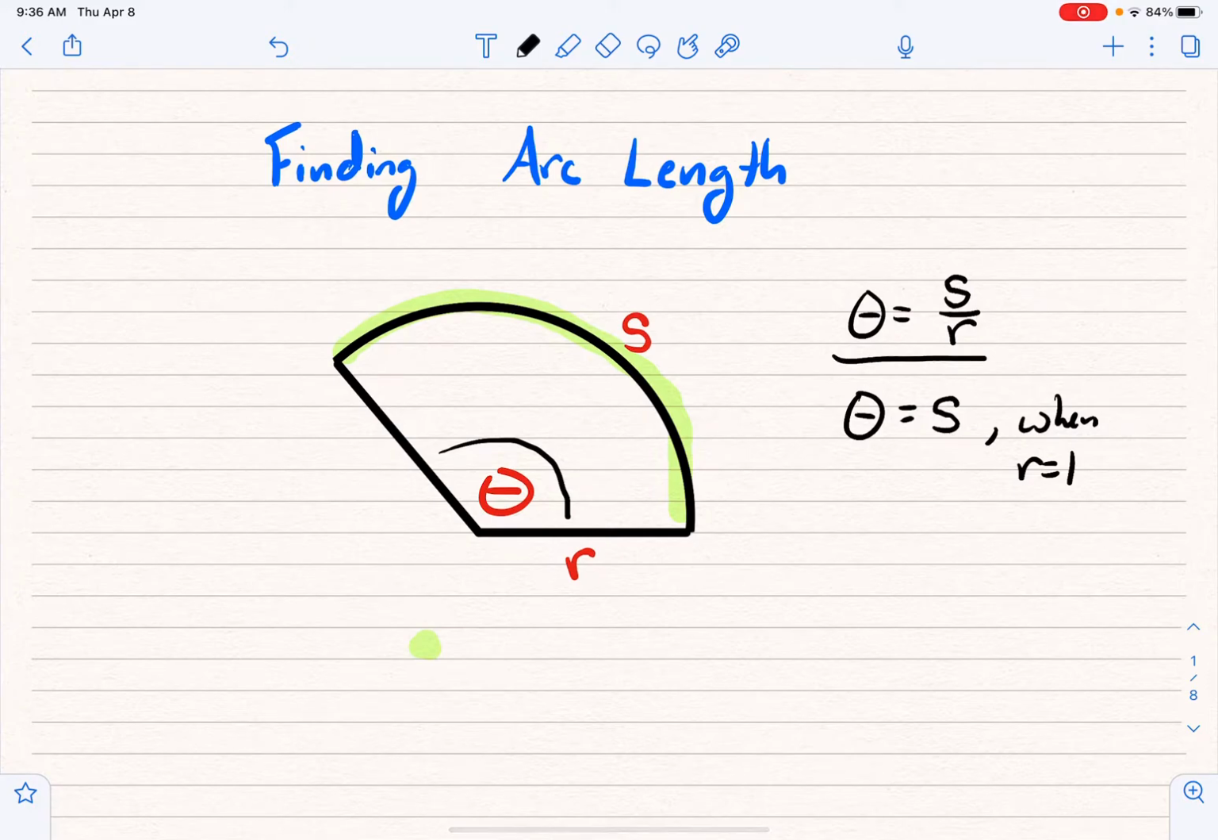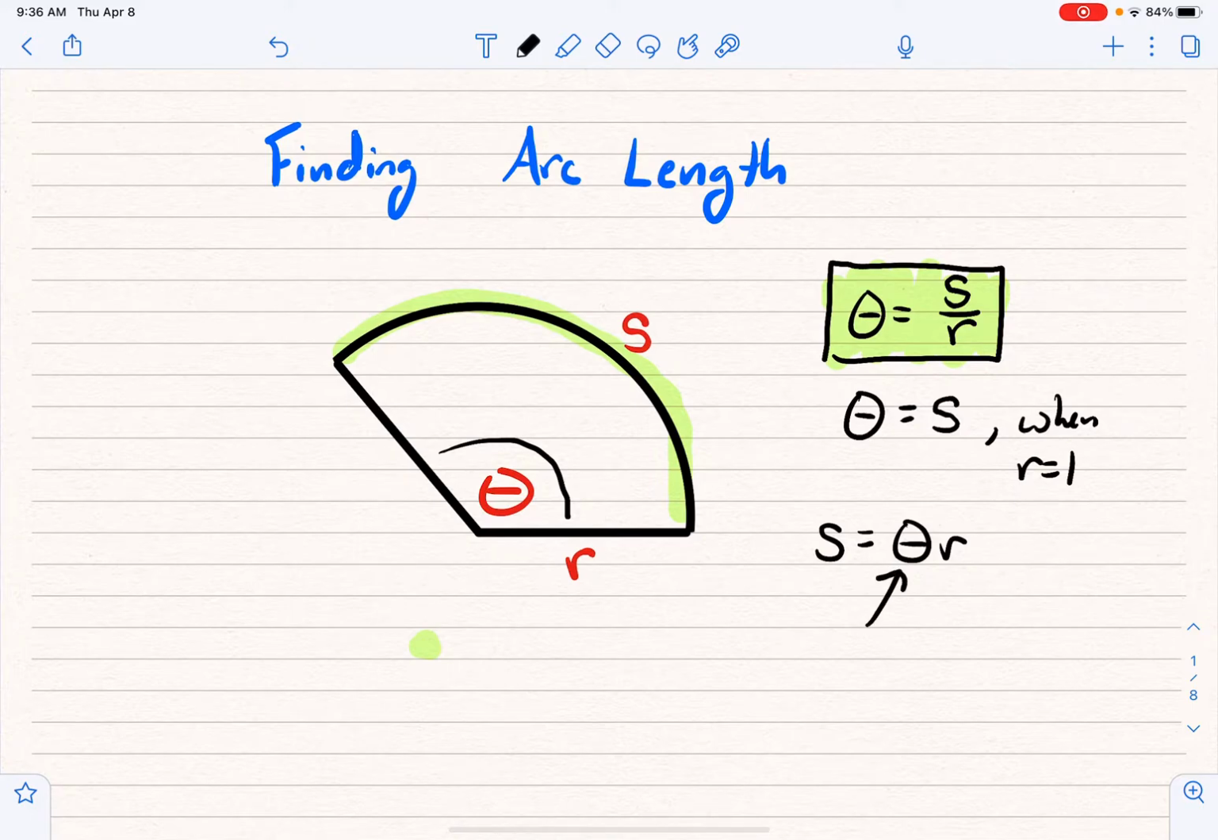So any angle in radians is the arc length, which is abbreviated as S, divided by the radius. When the radius is 1, then arc length is the angle in radians. What we can do is take that basic formula and multiply both sides by r to get S all by itself. Then it would say S, which is the arc length, is equal to theta times r, or r times theta. Either way, it doesn't matter. And so we can find the arc length of any arc by just multiplying theta times the radius.